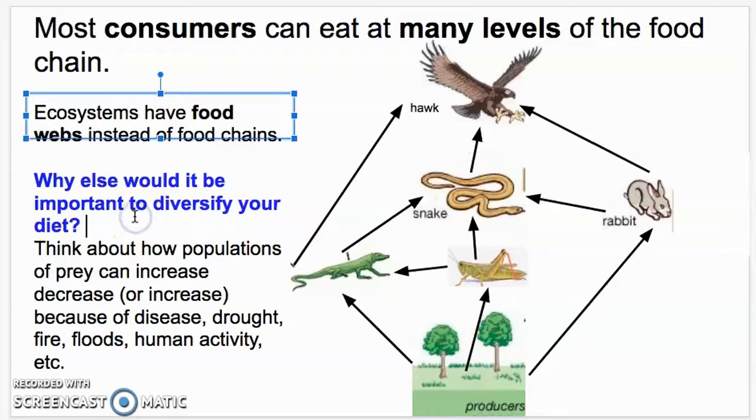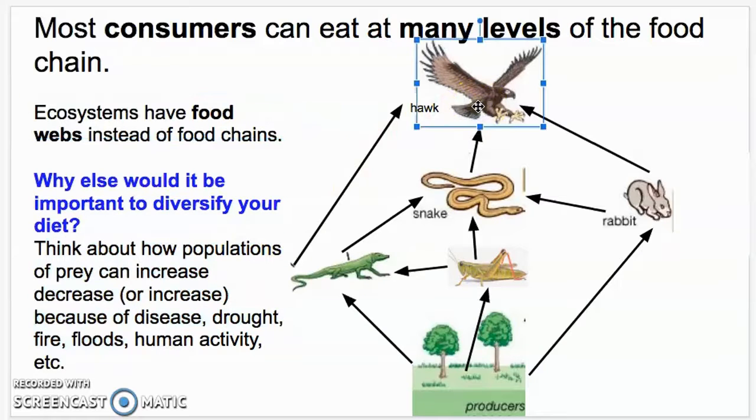Why would it be important to diversify your diet as an animal? Why, if you're working in an ecosystem like this, would you want to be able to eat many things instead of just one thing? Think about how populations of prey can increase or decrease because of disease, drought, fire, floods, human activity. Why would it be best for the hawk to survive if it could eat not just rabbits, but snakes, lizards, maybe even the occasional grasshopper? How would that help the hawk to survive?